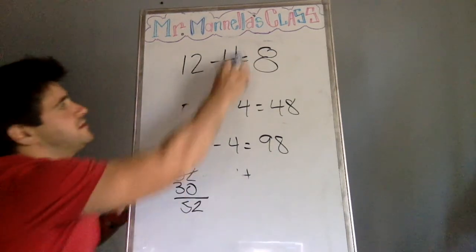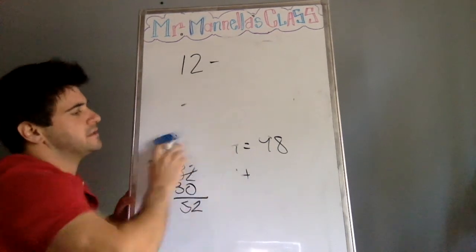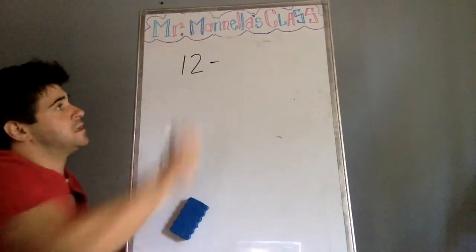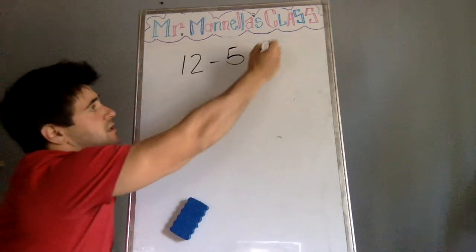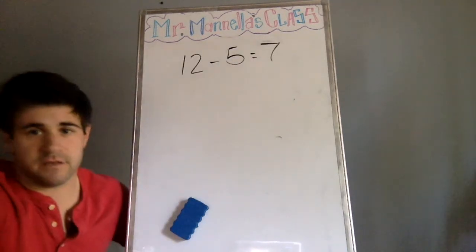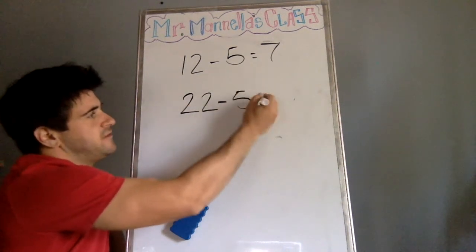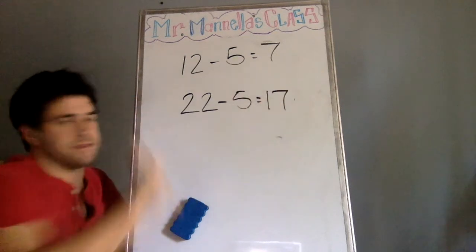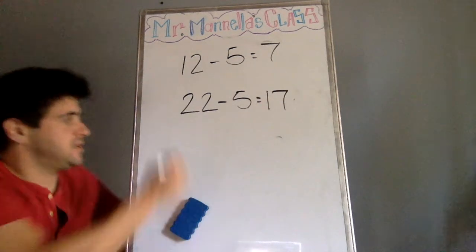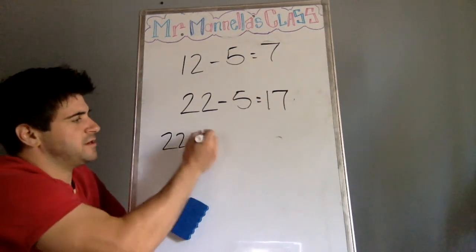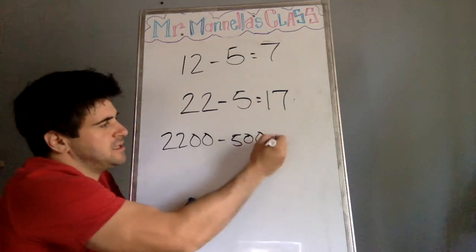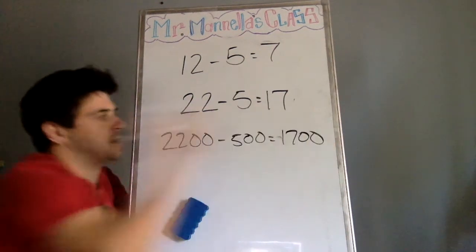Our last one today is 12 minus 5. 12 minus 5 is 7. Okay? So anytime you have a 2 minus a 5, it's going to end in 7. So 22 minus 5, 17. 2,200 minus 500, 1,700. All right, just follow the patterns.